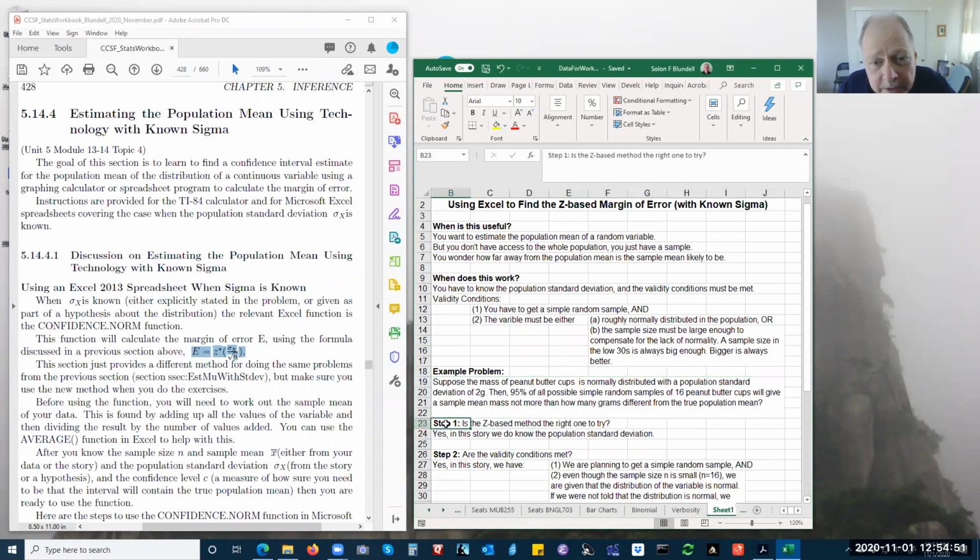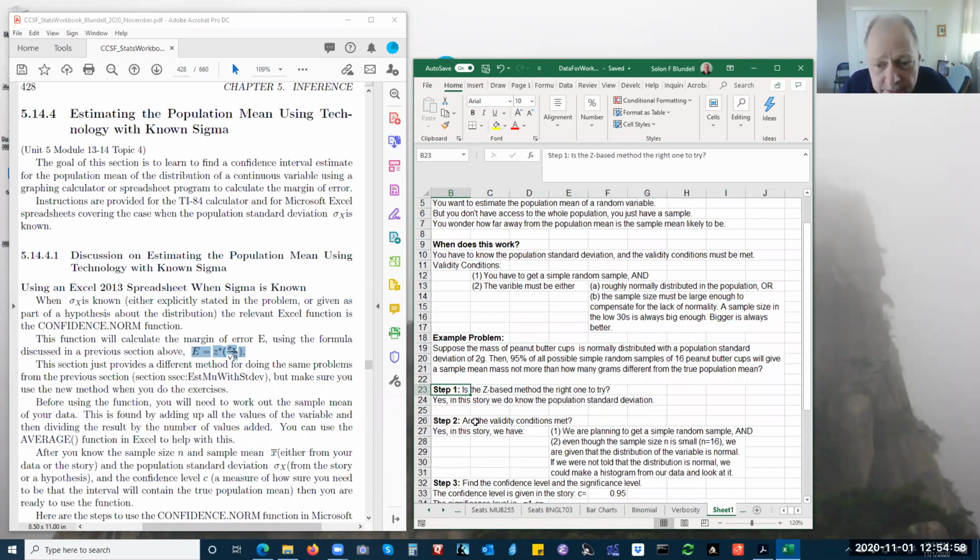But so we say, okay, we're going to try the z-based method because we know the population standard deviation. Now, are the validity conditions met? We are planning to get a simple random sample of peanut butter cups. So condition 1 is met.